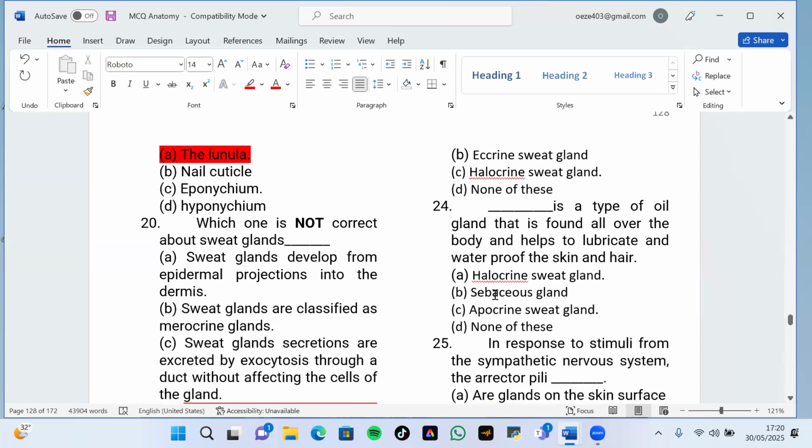Dash is a type of oil gland that is found all over the body and helps to lubricate and waterproof the skin and hair. The correct answer is sebaceous gland.